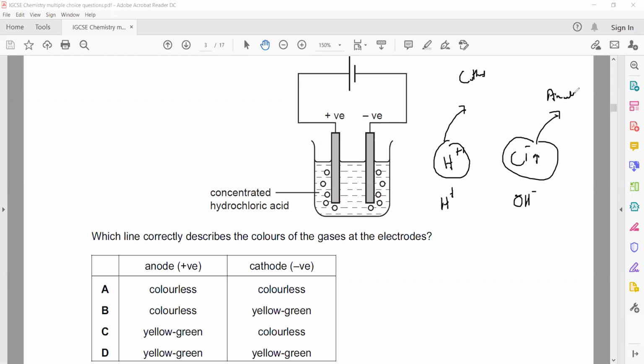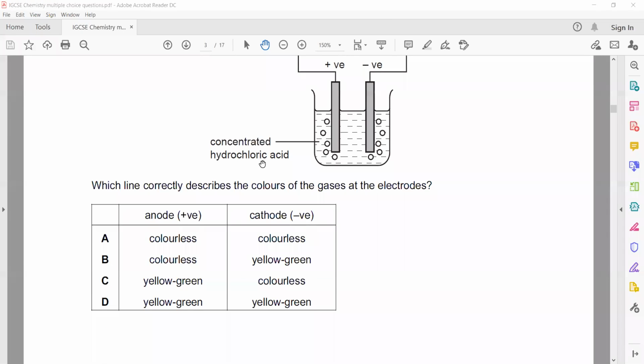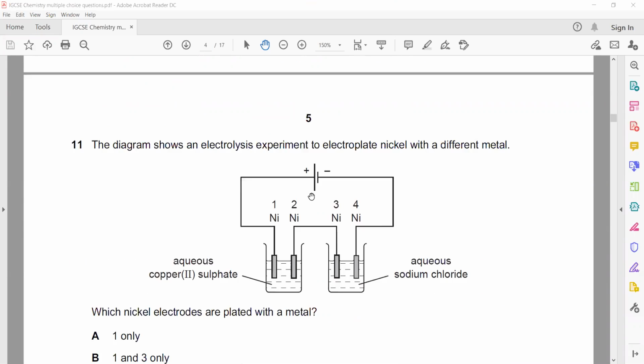So what is chlorine? Chlorine is a yellowish green gas. And what is hydrogen? Hydrogen is a colorless gas. So what are the observations? We'll observe chlorine, which is a yellowish green gas, and hydrogen, oxygen, carbon dioxide are colorless gases. Ammonia as well is pungent, but also colorless. That's why C is the right answer.